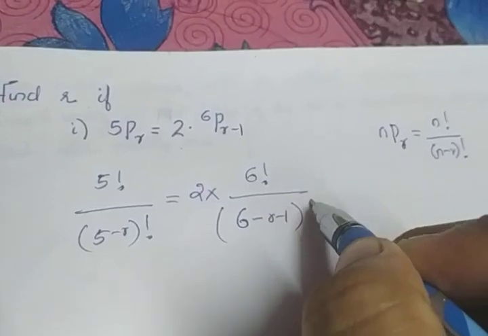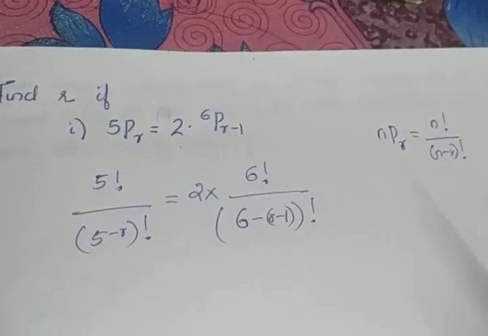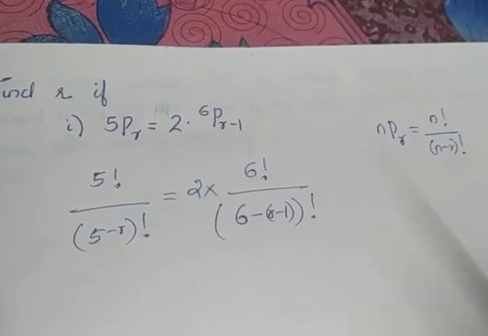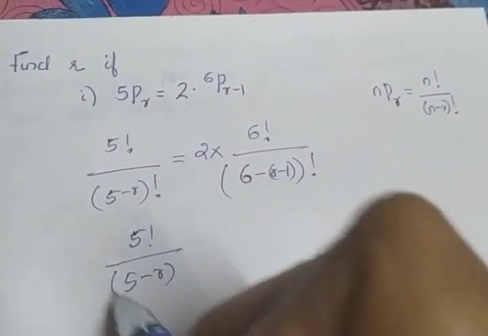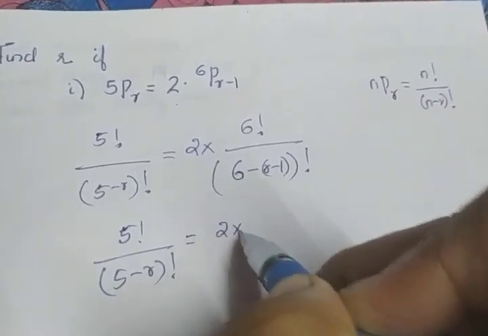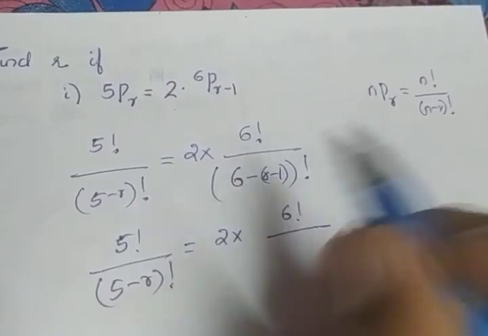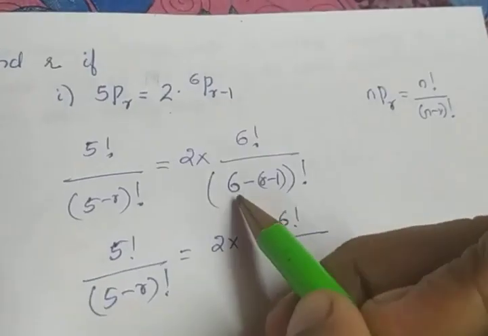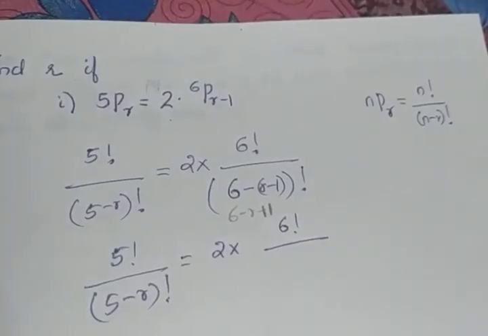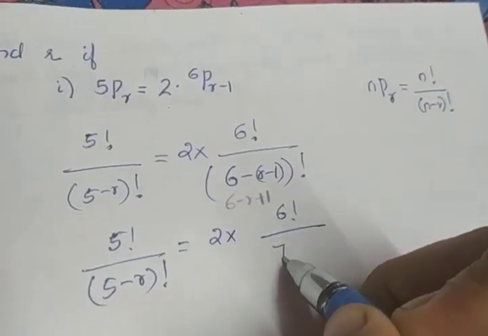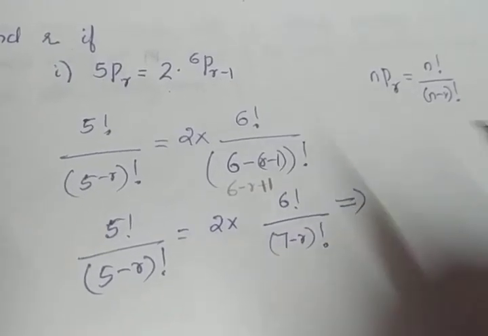Is it correct if I am writing like this? No. Why? Because r minus 1 we have to treat as a single term and you have to apply a bracket. So 5 factorial divided by (5 minus r) factorial is equal to 2 into 6 factorial divided by, what about this value? If I open the bracket, it will be 6 minus r plus 1, isn't it? 6 minus r plus 1. What is 6 minus r plus 1? It is 7 minus r. So the denominator is (7 minus r) factorial, which implies, look at the numerator.